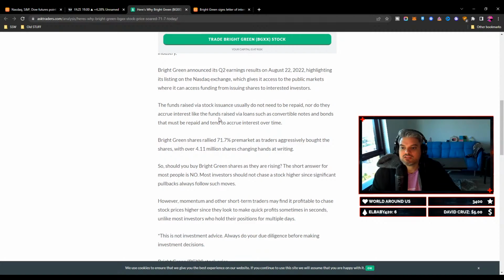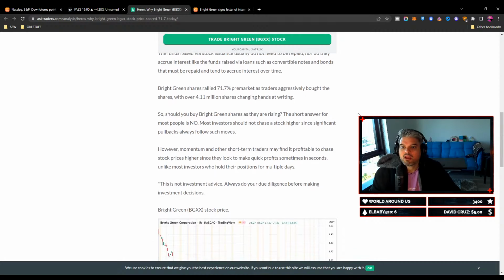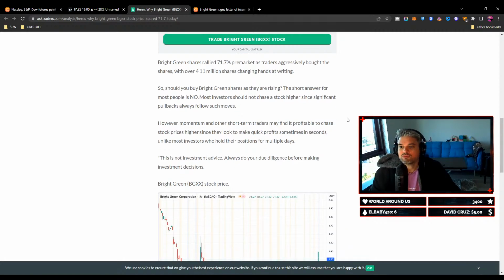The funds raised via stock issuance usually do not need to be repaid, nor do they accrue interest like the funds raised via loans, such as convertible notes and bonds that must be repaid and tend to accrue interest over time. Bright Green shares rallied 71.7% pre-market as traders aggressively bought the shares, with over 4.11 million shares changing hands at writing. So, should you buy Bright Green shares as they are rising?